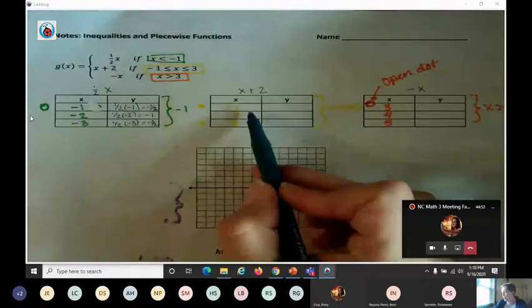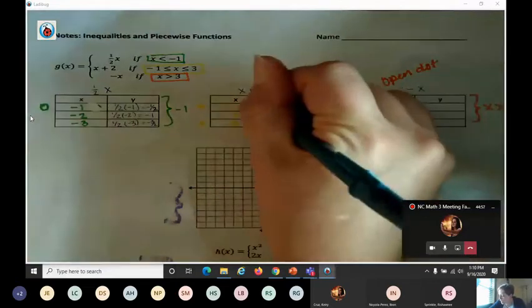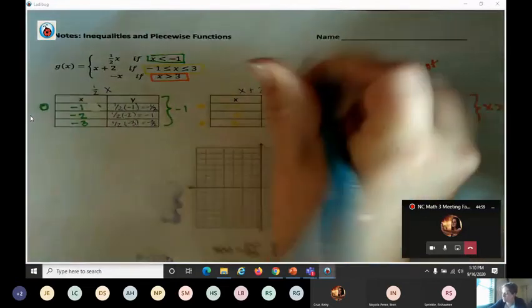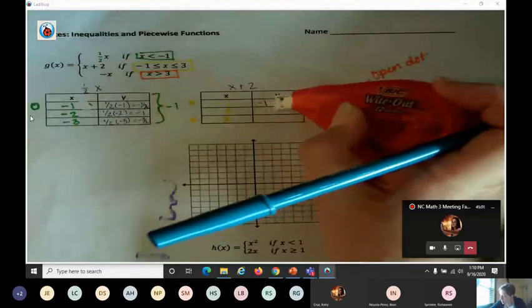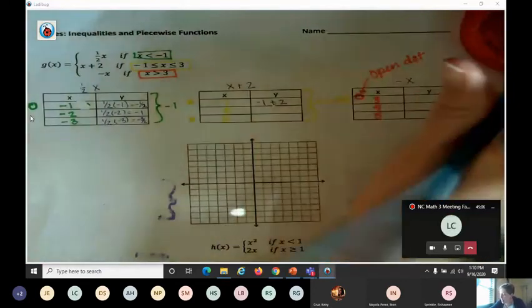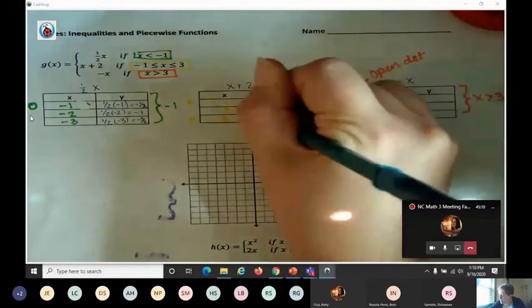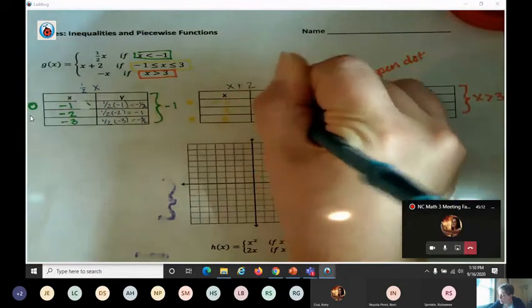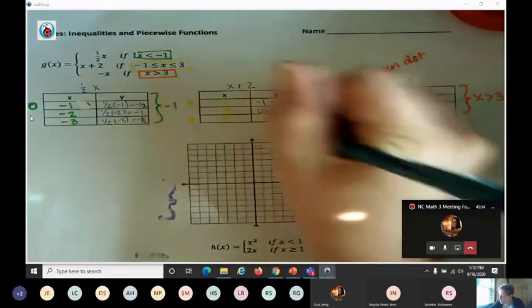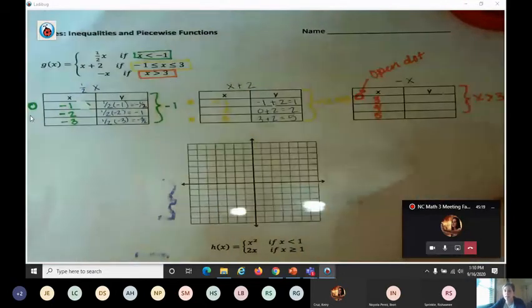Okay, back to this table. So I'm subbing in -1 to x plus 2. I'm doing -1 plus 2, and that should give me 1. Then I'm going to have 0 plus 2, which is 2. And 3 plus 2, which is 5.